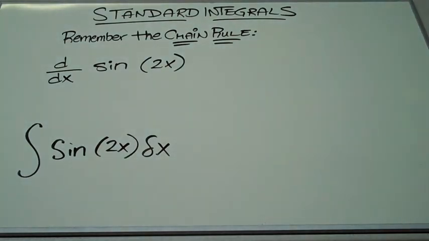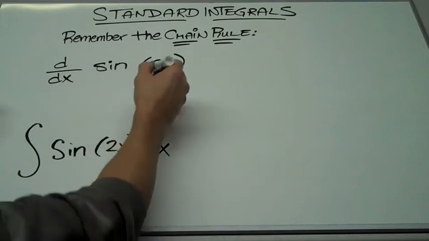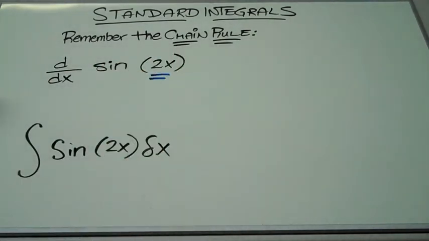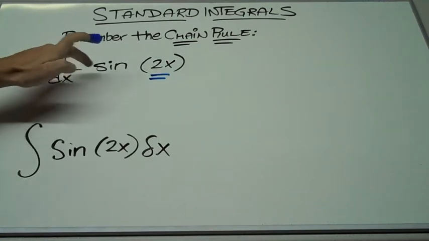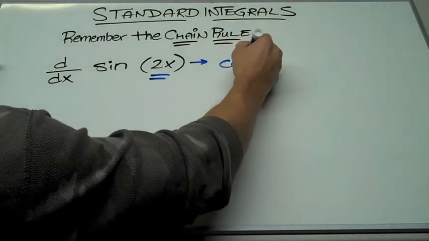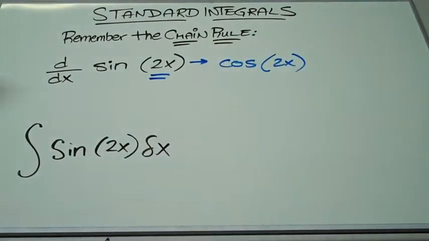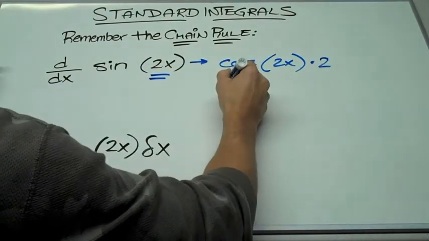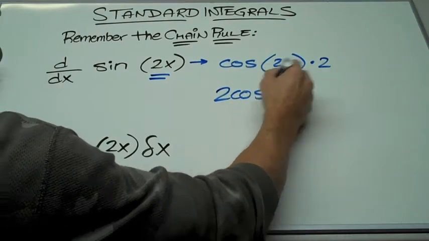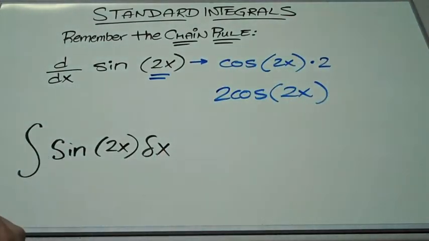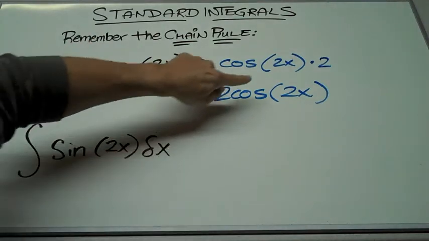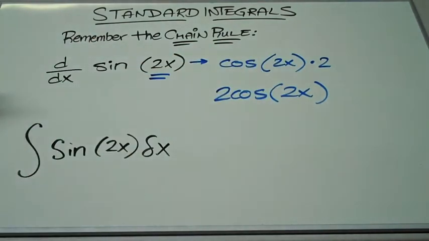Continuing on here with our standard integrals, we have to remember the chain rule for differentiation. The key for that was that when we had parentheses with something besides just x in it, for example, 2x here, we're going to need to use the chain rule. The derivative of sine is cosine of what? Of 2x. If we defined that as u, we had to take du dx, which was times 2. So ultimately, our derivative was 2 cosine 2x. The key concept there for the chain rule was that we multiplied by whatever the derivative of the parentheses was.